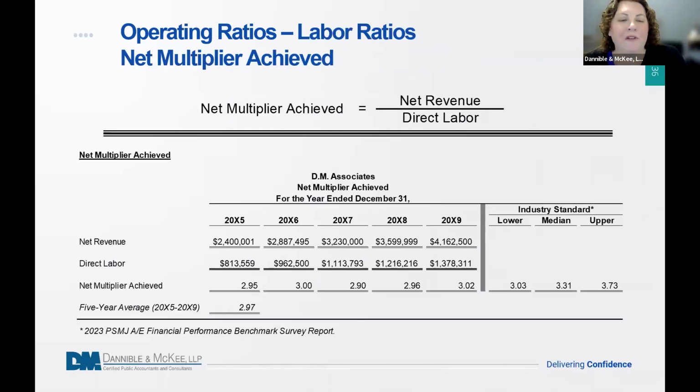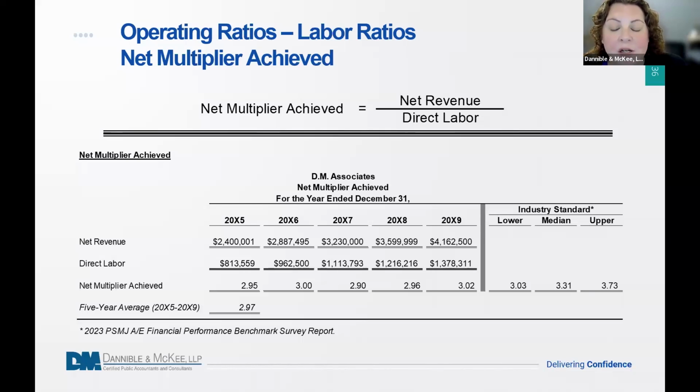All right, another favorite of all of ours is the net multiplier achieved. So this is your net revenue divided by direct labor. So this is taking your net revenue and dividing it by direct labor. You'll see this is a very important item that you set up during your budget time, what this number is that you want to achieve, and comparing yourself month over month to where you're at.